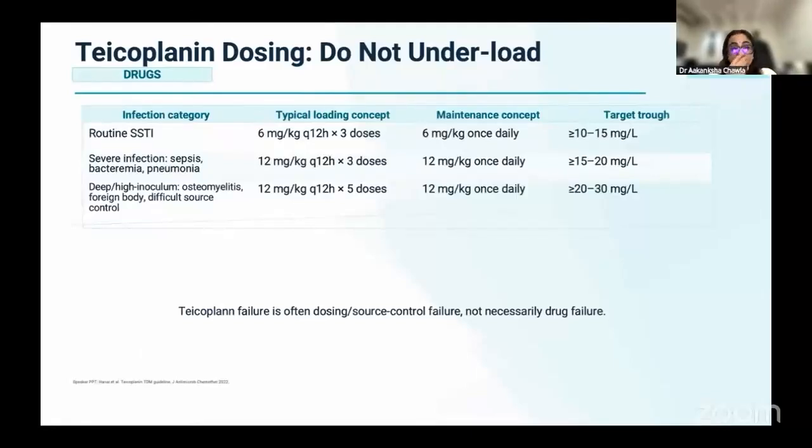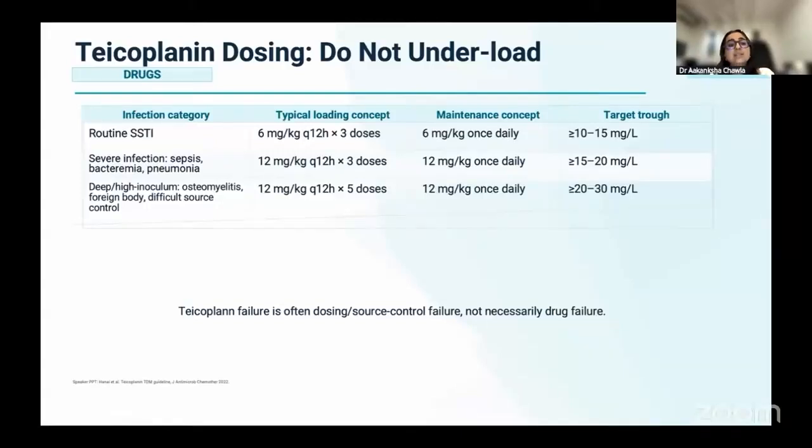Then the second drug that we often use is teicoplanin. The dose of teicoplanin for routine skin and soft tissue infection is 6 mg per kg BD for 3 doses, and then followed by 6 mg per kg once daily. Loading is the most important aspect of this drug, which I want to emphasize today, because generally you would see people writing 400 mg IV once daily or 600 mg IV once daily.